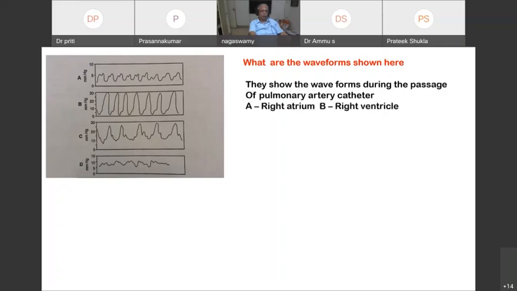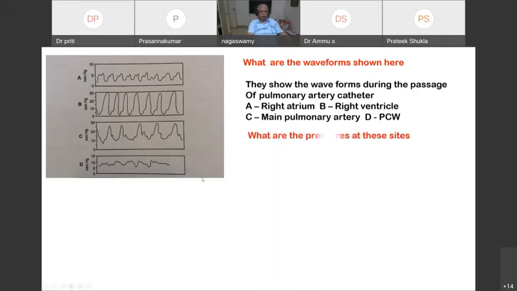A is right atrium, B is right ventricle, C is main pulmonary artery, D is pulmonary capillary wedge. So when you get the waveform like this, you start pushing it further. You have seen the person introducing the PA catheter always watching the monitor for the waveform. Once you get here and the pressure is between 5 and 10, you stop. Main pulmonary artery pressure we get up to 20, then the right ventricle goes up to 30, and the right atrium will be 5. The pressures are also displayed here.